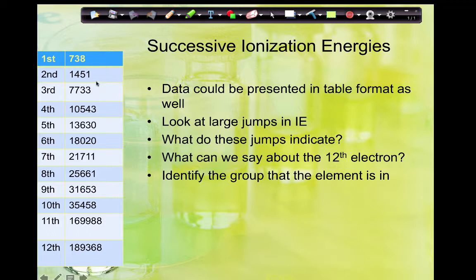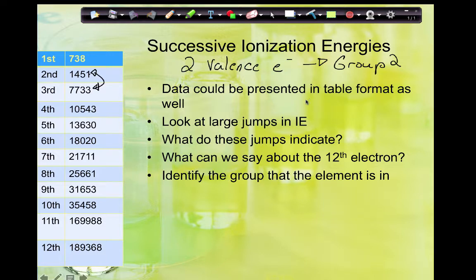Well, if I look at all the rest of the data here, this is a rather large jump from 1400 to 7000. So that indicates that it's a little bit harder to remove the third electron. Well, it's going to be harder to remove an electron if it's on an inside energy level. This indicates that this atom or element only has 2 valence electrons, which means it's in what group? It should be group 2. So it's in group 2.